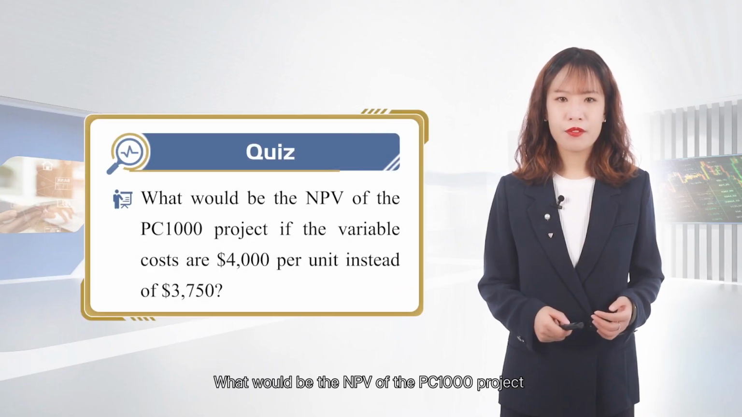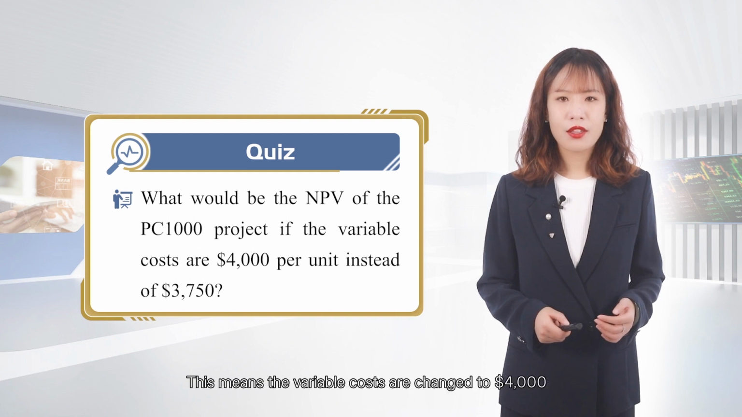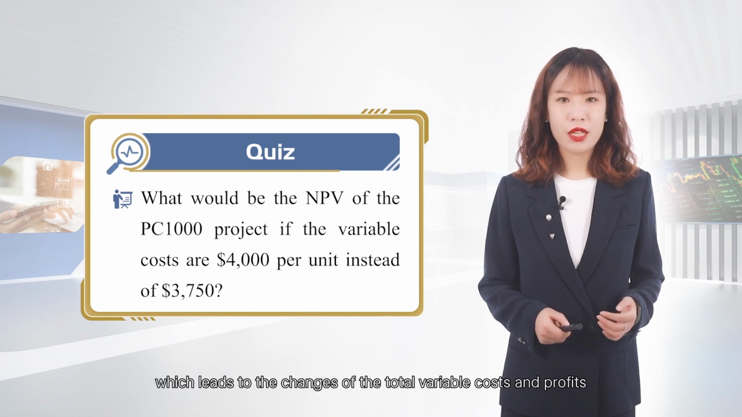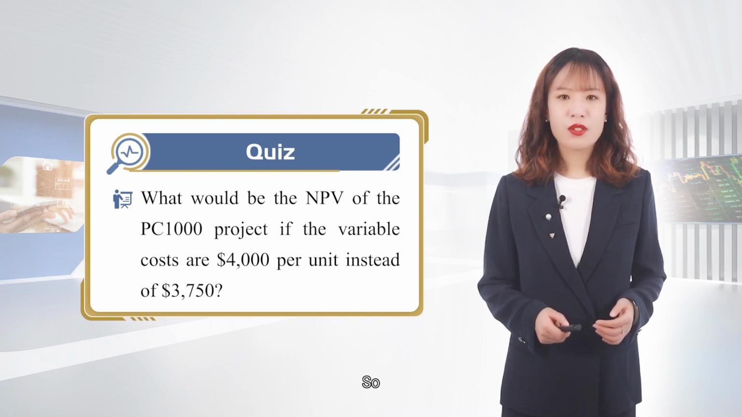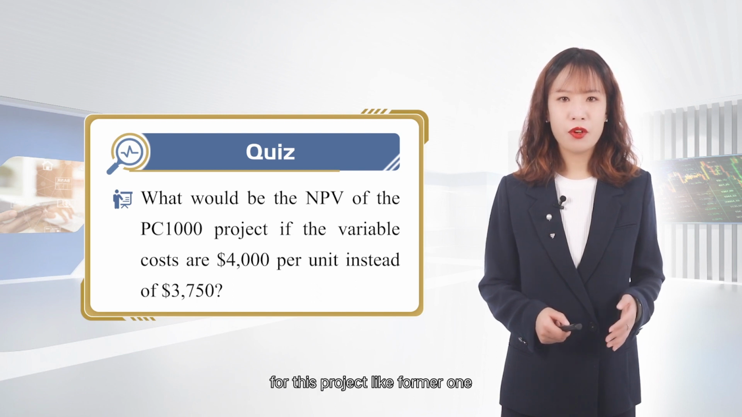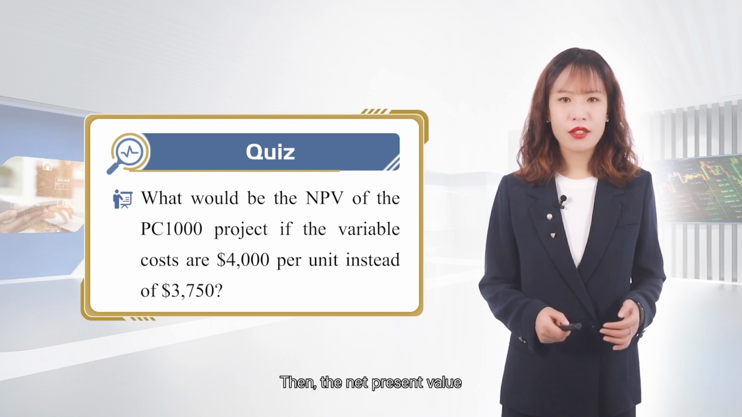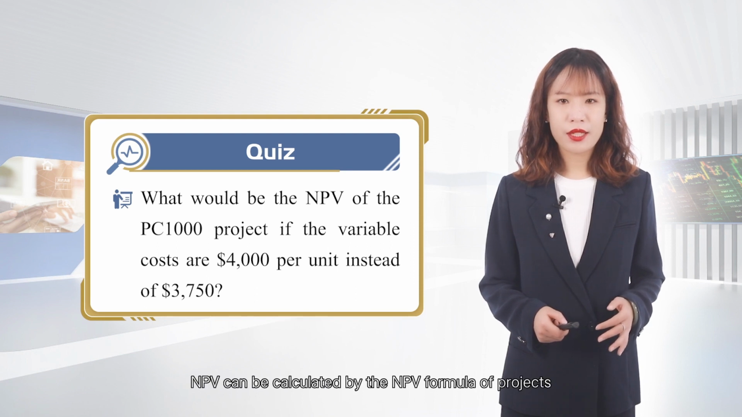What would be the NPV of the PC1000 project if the variable costs are $4,000 per unit instead of $3,750? This means the variable costs are changed to $4,000, which leads to changes in the total variable costs and profits. So we should redo the table about forecasting cash flows for this project like before and summarize the project's cash flows again. Then, the net present value NPV can be calculated by the NPV formula for projects.